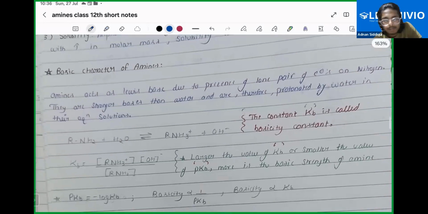Amines act as Lewis base due to the presence of lone pair on nitrogen atom. They are stronger bases than water and are therefore protonated by water in their aqueous solution. Can you justify this statement? Why are amines stronger bases if you compare them with H2O? Despite the fact that oxygen has two lone pairs and nitrogen has only one, why is this still a stronger base?